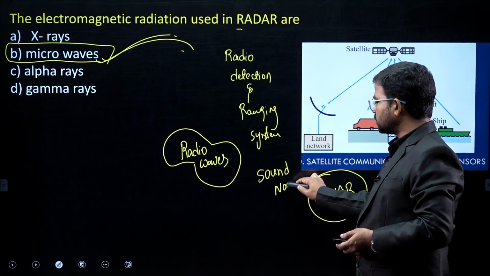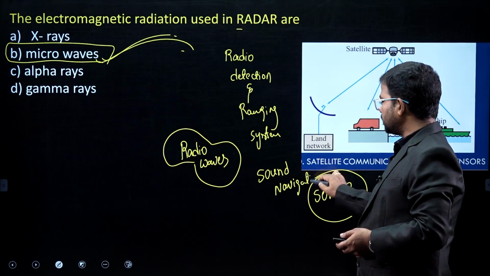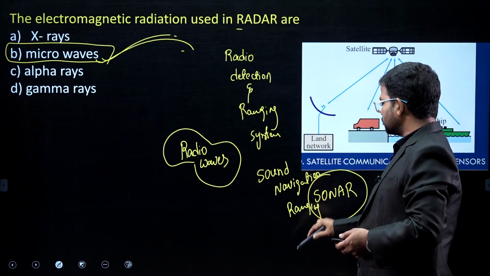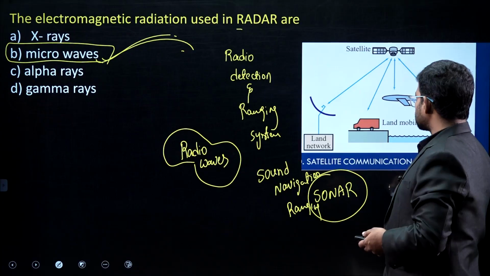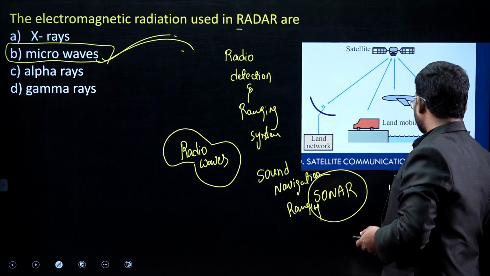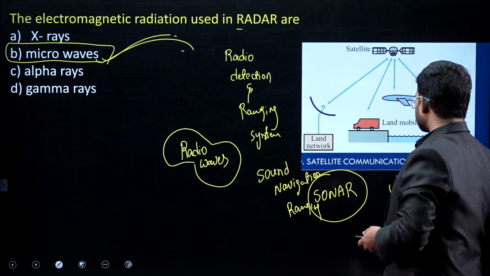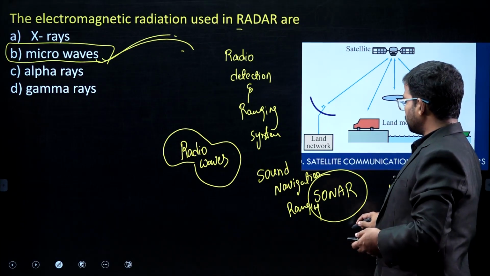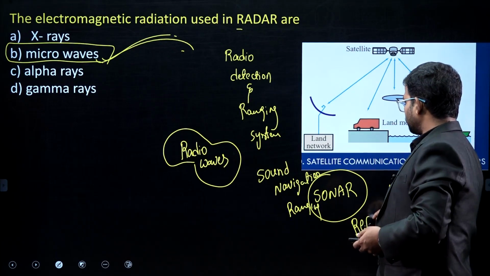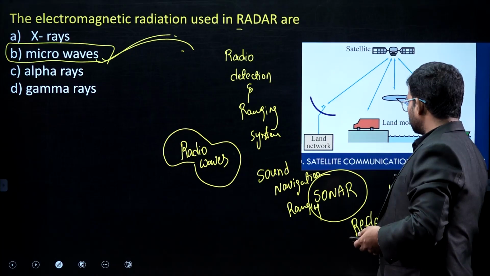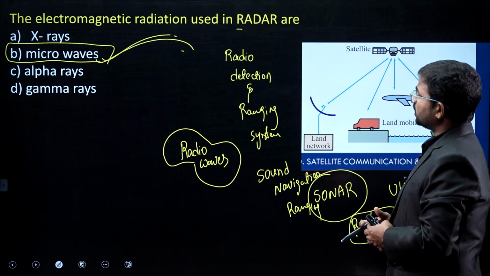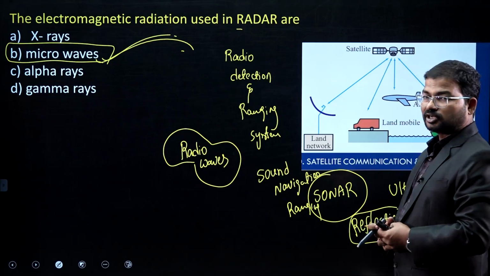Sound navigation and ranging, SONAR. So in this, what do we use? Ultrasounds. We are using ultrasounds. Of course, these two work on the principle of reflection. Here radar and sonar depend upon the Doppler effect, right.